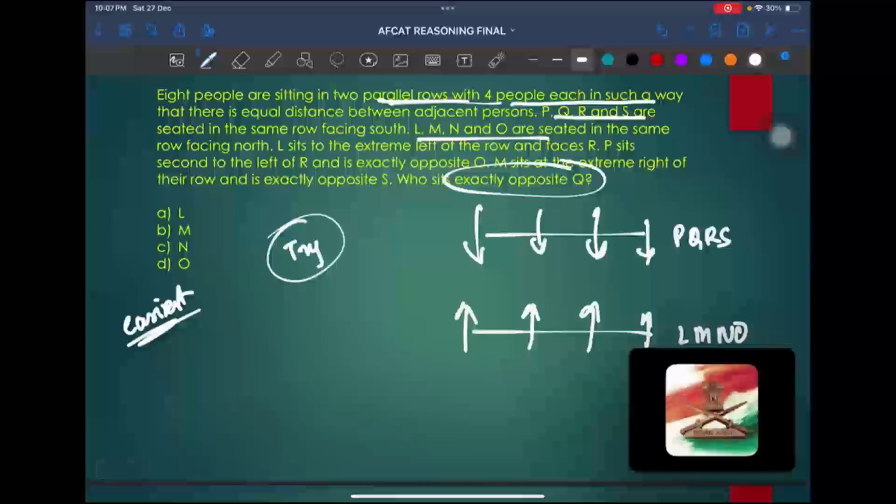8 people are sitting in 2 parallel rows with 4 people each in such a way that they are equally adjacent. P, Q, R, S are facing towards south and L, M, N, O are facing towards north. Try to answer it.